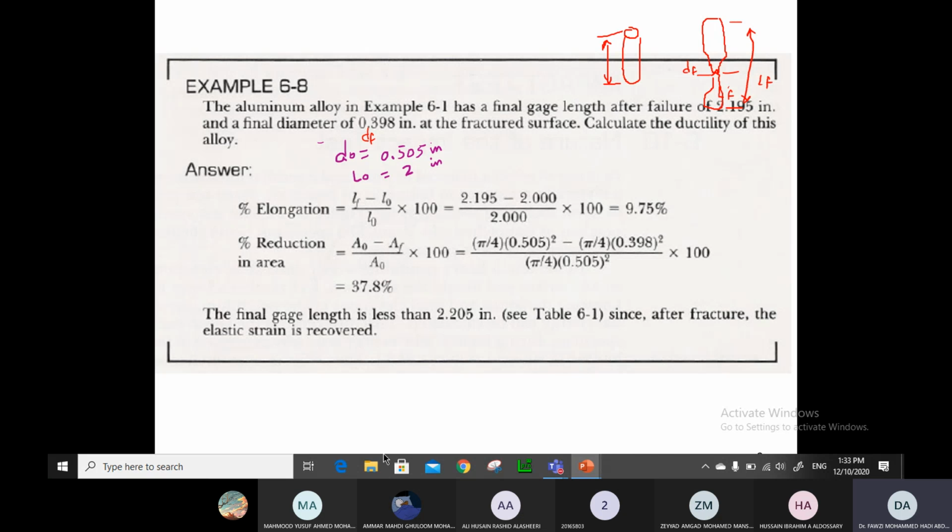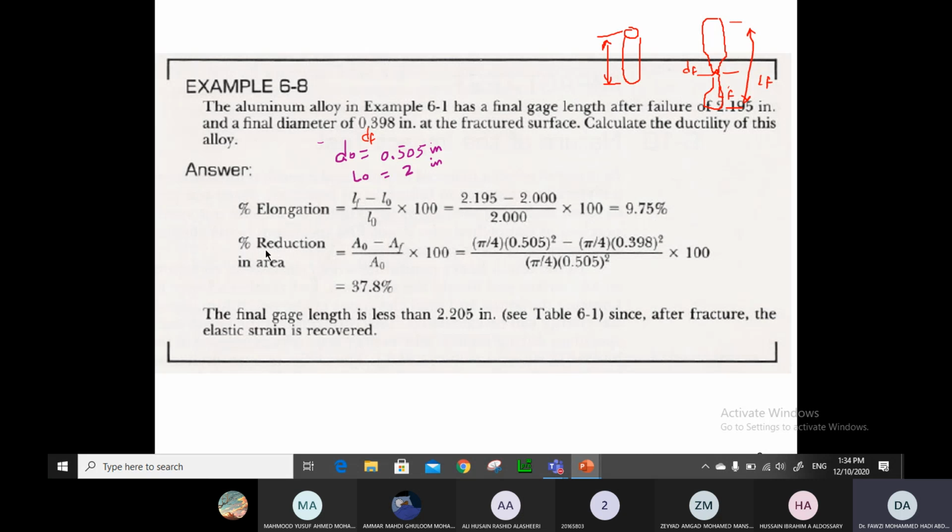Well, ductility, we have two formulas. We have the percent elongation and we have the percent reduction in area. The percent elongation will be the final length minus initial length over initial length times 100. So this is a calculation of ductility. The final length will be 2.195. The initial length was 2, so 2.195 minus 2 divided by the initial length, times 100, that is 9.75.